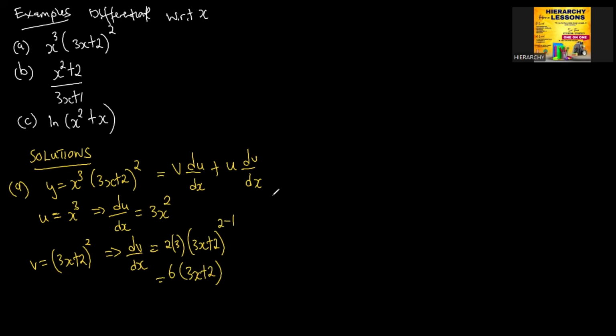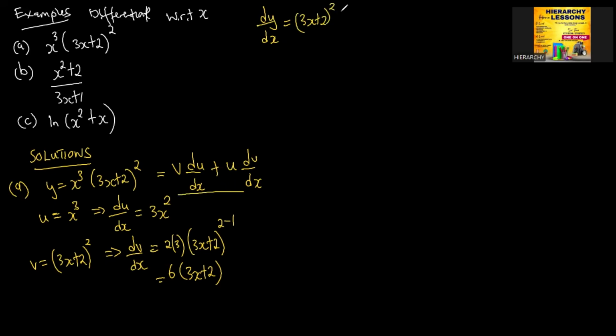So meaning dy/dx is equal to v. The function v was (3x + 2) squared, so it was (3x + 2) squared. Now we're just substituting into this formula.